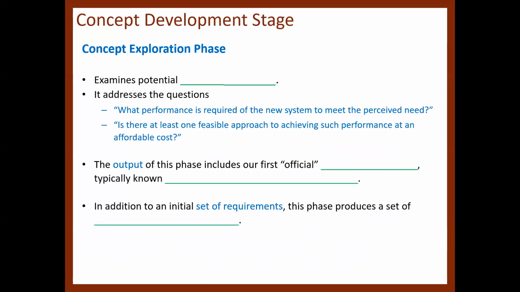From there, we move to the concept exploration phase, which examines potential system concepts. It addresses the questions: what performance is required of the new system to meet the perceived need? So for instance, what temperature should these systems operate? Is there at least one feasible approach to achieving such performance at an affordable cost? The output of this phase includes our first official set of requirements, typically known as the system performance requirements.